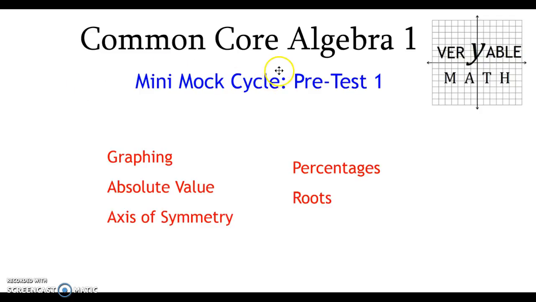As you know, we're in the mini-mock cycle. We're doing small targeted tests in class and trying to figure out what you know about the following topics. We're going to be talking about graphing, absolute value, axis of symmetry, percentages, and roots. If you did not get this document in class, you'll be able to take a look at it on the video, so no worries about that.